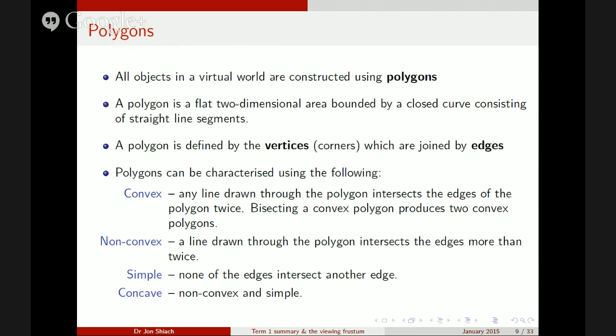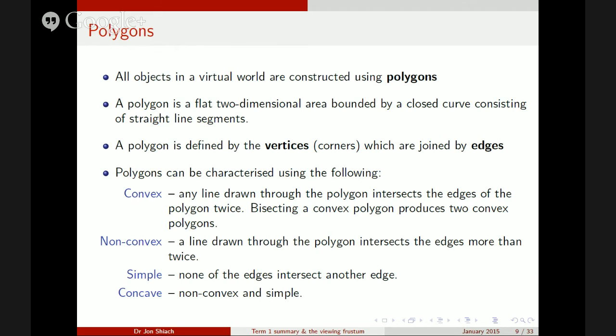Polygons can be characterized. Now, there are numerous types. If you do a Google search on characterization of polygons, you'll come up with numerous different types. The main ones we're interested in in computer graphics are convex polygons. That's what we want. Convex polygons are well behaved. They're easy to work with. A definition of a convex polygon is: if we draw any line which cuts through our polygon, and it only intersects the edges of the polygon twice, it's convex. If it intersects more than twice, it's non-convex. We want convex polygons. They're well behaved.